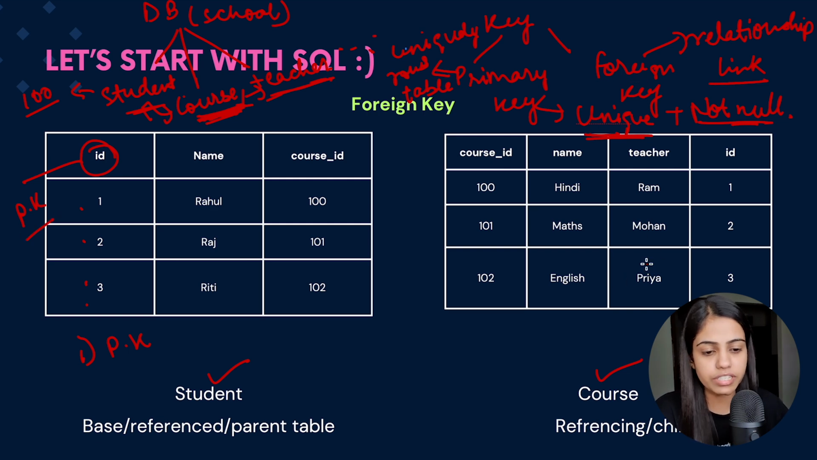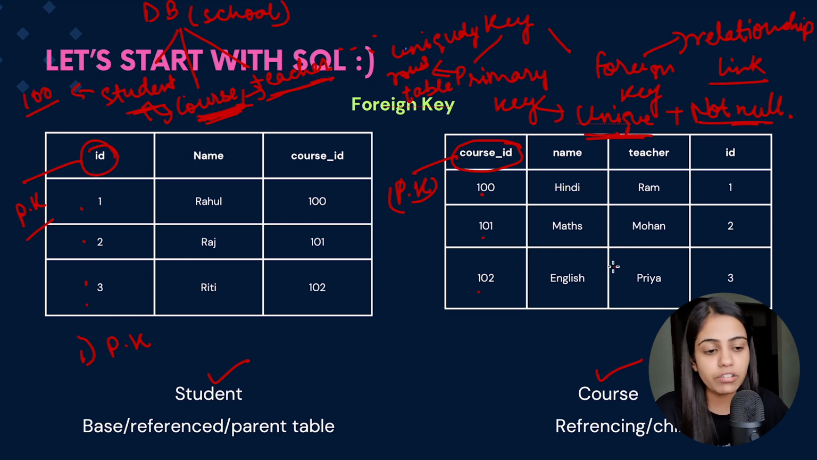Now coming to the course table, here you can see that course ID is unique for each and every course. So here we can make course ID the primary key. So course ID is acting as a primary key here, and ID is acting as a primary key in the student table. Now you can see that this particular ID tells about the student ID: for Rahul the student ID is 1, for Raj the student ID is 2, and for Reeti the student ID is 3.